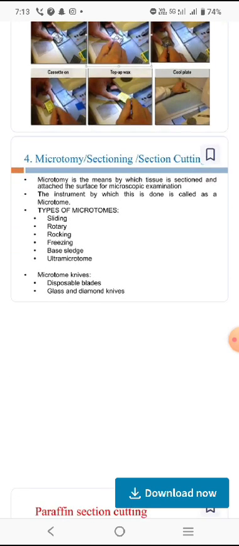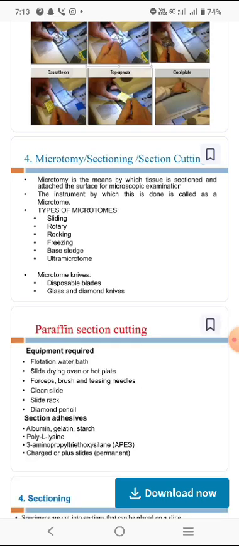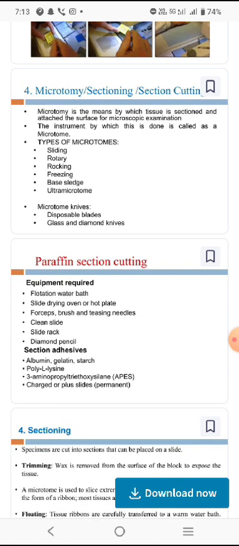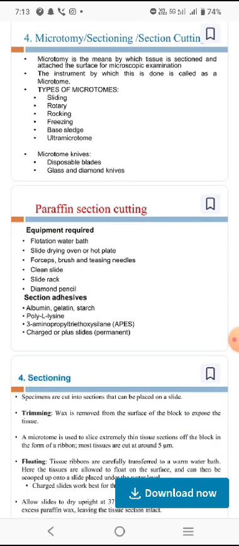Microtomy, sectioning and cutting. Microtomy is the means by which tissue is sectioned and attached to a surface for microscopic examination. The instrument by which this is done is called a microtome. Types of microtome: sliding, rotary, rocking, freezing, base sledge, ultramicrotome. Microtome knives: disposable blades, glass, diamond knife. Paraffin section setting, equipment required: flotation water bath, drying oven or hot plate, forceps, brush, teasing needles, clean slide rack, diamond pencil. Section adhesives: albumin, gelatin, starch, poly-L-lysine, free amino silane, charged plus slides.